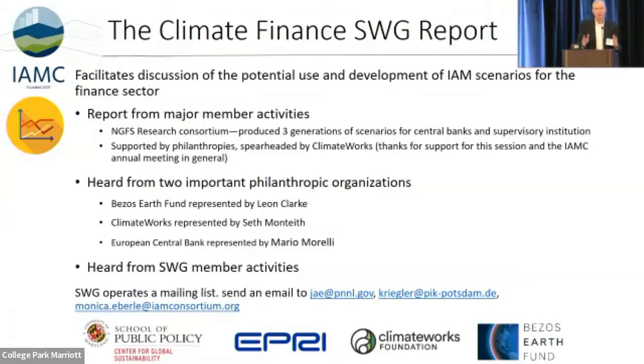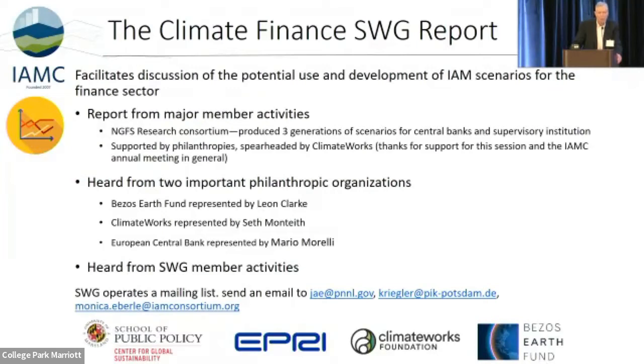Let me just step back one step. The Network for Greening the Financial System is a group of about 116 central banks and financial supervisors. And so these are the central banks of the world. This is the Bank of England, the Bank of France, the Federal Reserve Board of the United States, the Bank of Japan, and so forth through 116 entities.